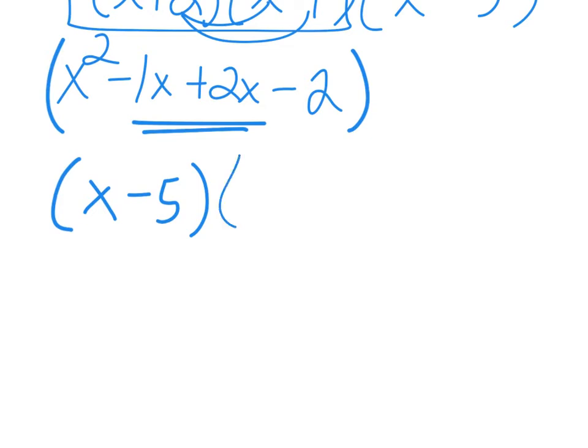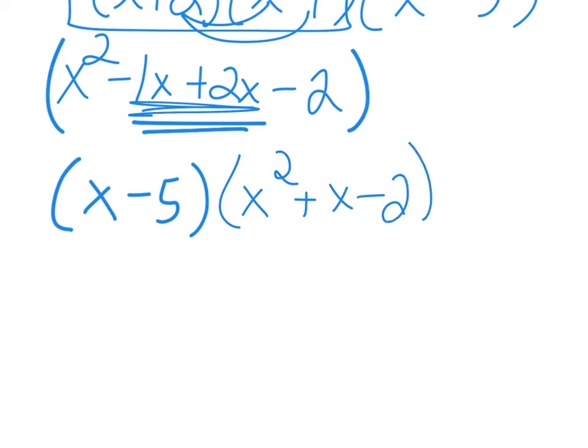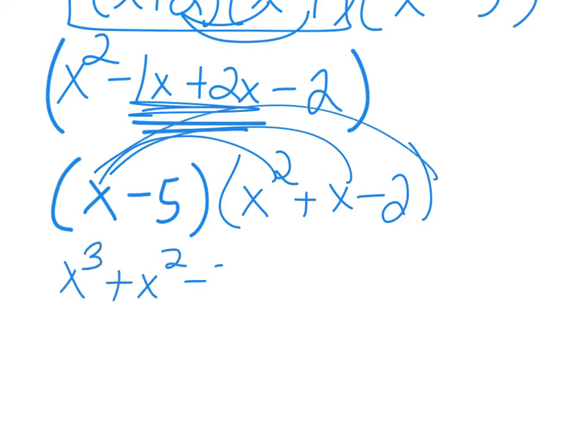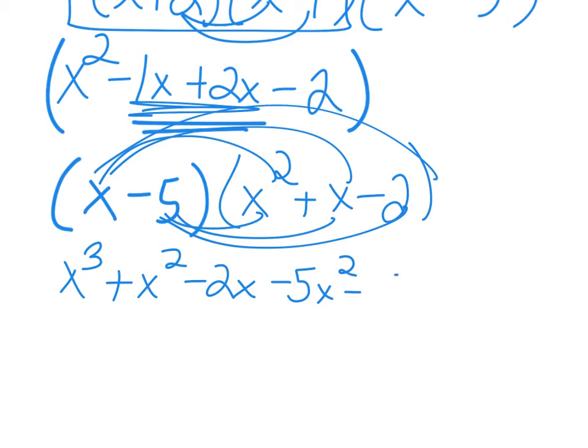And then I'm going to combine, so x squared plus x minus 2. I'm going to distribute my x. So it's going to be x cubed plus x squared minus 2x. And then I'm going to distribute my -5. So -5x squared minus 5x plus 10.